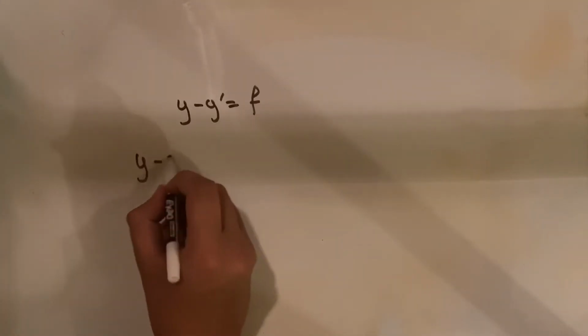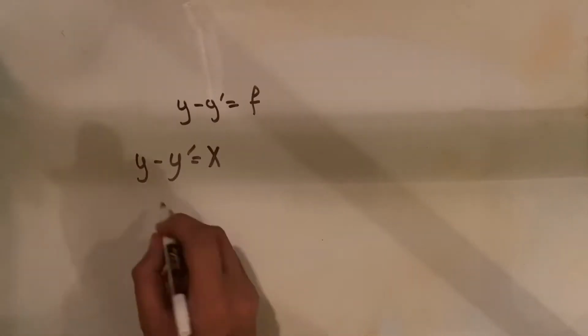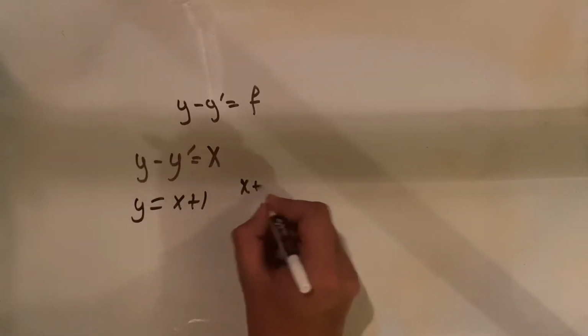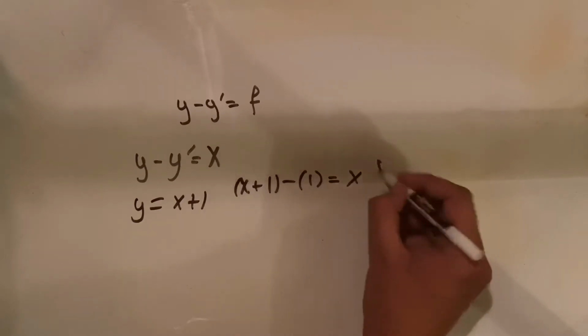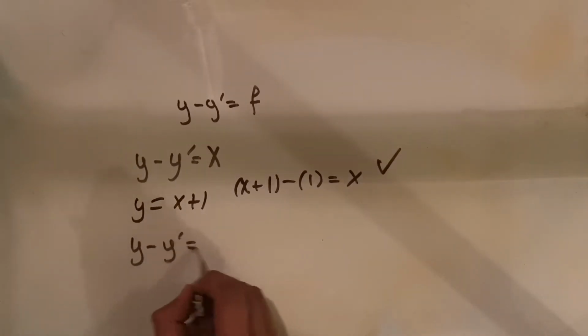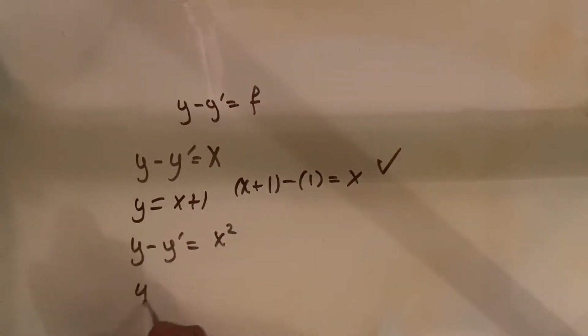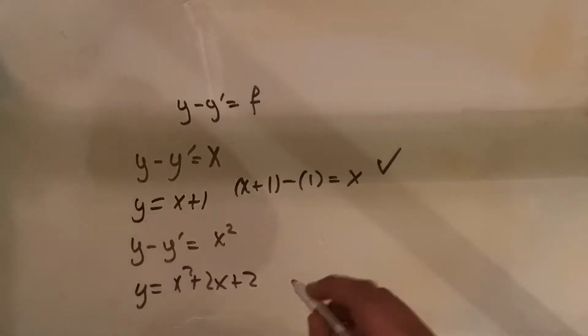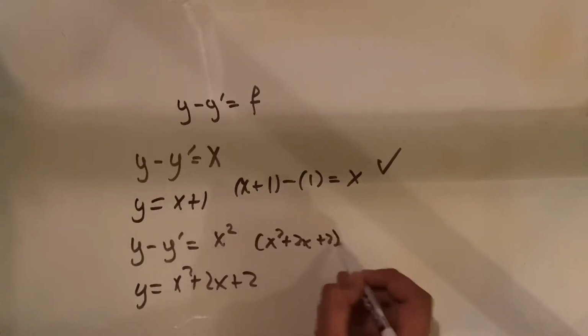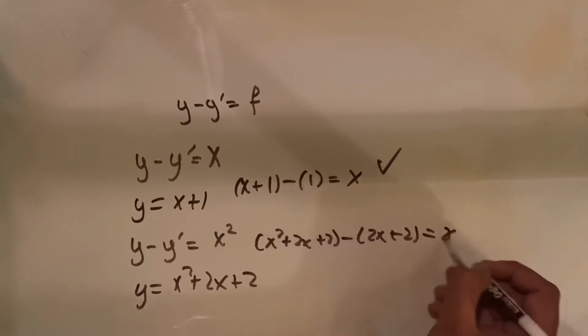To make sure that our formula works, we will try a couple examples. How about x? Well, by our formula, it's x plus 1. And well, yep, that works. We'll try another example. Y minus y prime is x squared. And according to our formula, once again, it works. So now the question is, how do we expand this?